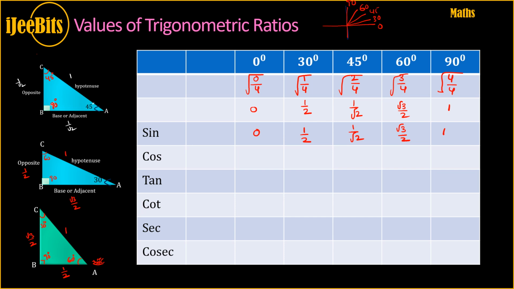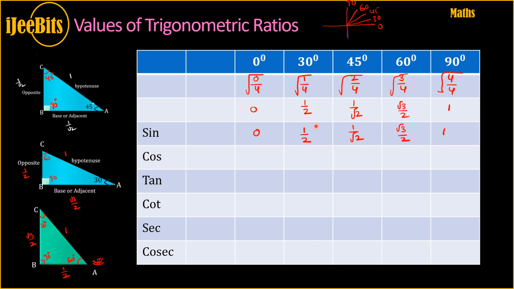Now, how do you get a cos value? You have to flip the values. So how do you read them, first of all? Sine 0 means 0. Sine 30 means 1 by 2. The value of sine 45 is 1 by root 2. Sine 60 means root 3 by 2. Sine 90 means 1.